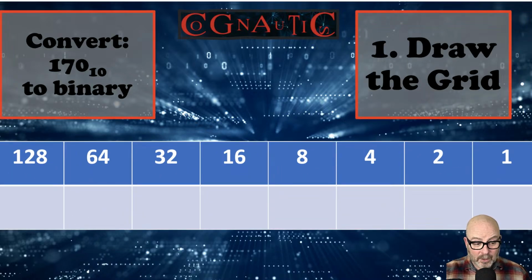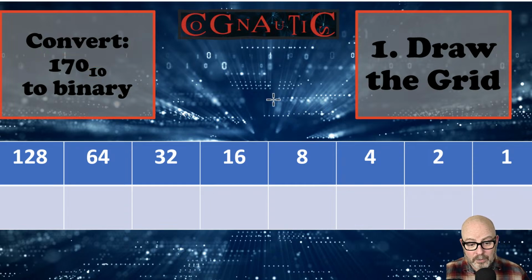So now we're doing something a bit different. Rather than going from binary to denary, we're going from denary. And how do we know it's denary? We know it's denary because you've got 170 with a little 10 there. So that's base 10, denary. That's the number system that we use. So we're taking 170 and we're going to convert it into binary. The great thing is, it works exactly the same.